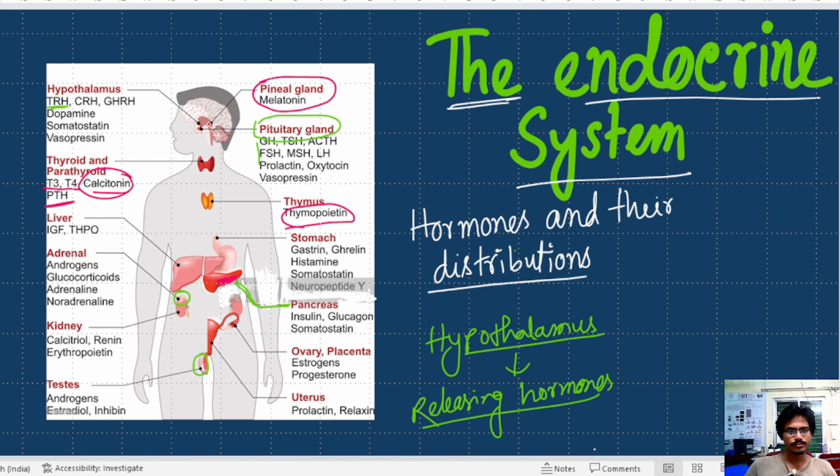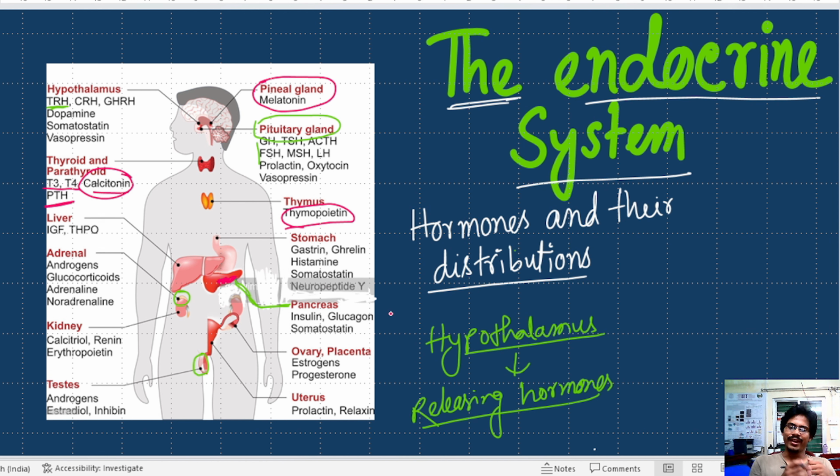thymopoietin, and then in the liver that is the THPO, and from the adrenal gland that will be the glucocorticoids, adrenaline and noradrenaline, along with the stomach: gastrin, ghrelin, histamine, somatostatin and neuropeptide. Why are these kind of local hormones? I'll go through all that entire detail.